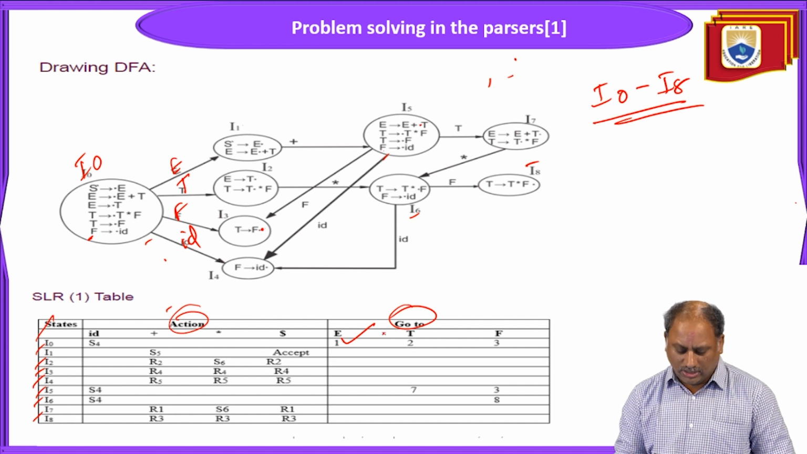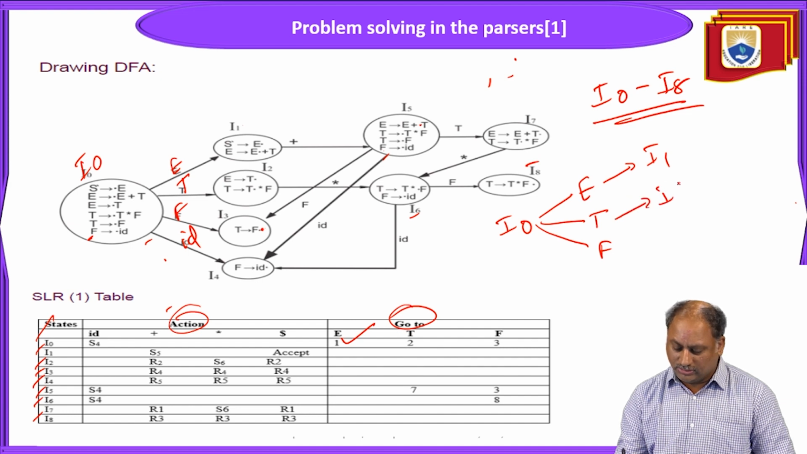Again in the goto part we have non-terminals, so each non-terminal with the corresponding state. Suppose you take I naught. What is it stating? E, capital T, capital F. So which state is it reaching? With capital E it is reaching I1.